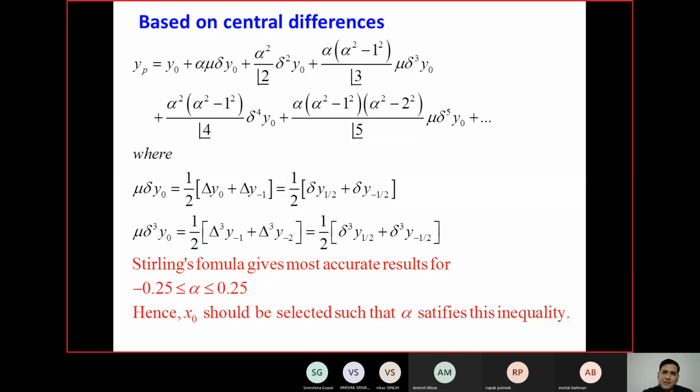So you are using the central difference tables, and here again you are calculating the average of two. This mu symbol is called average, so don't get confused about what mu is. Mu delta y naught is the average of your first central difference. Delta y naught, average of that. So you are going one to the plus side, one to the minus side, and taking the average of that. Same thing, the average of this also. So you have a cube here, so you are getting third central differences, and then taking the average of that.